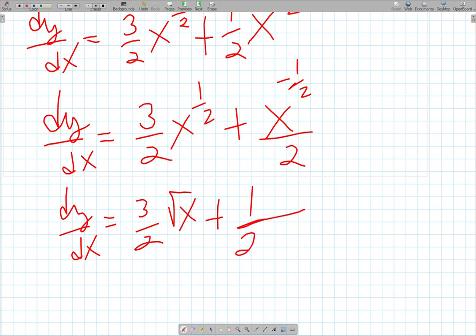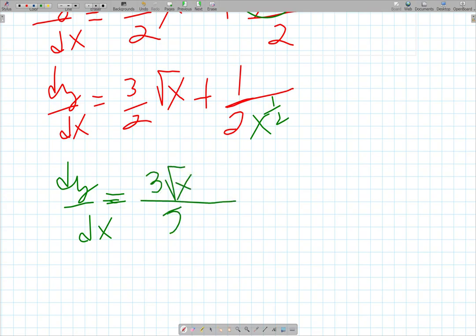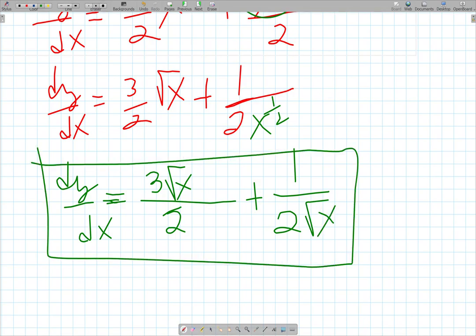Ilagay ko ang x to the power of negative 1/2 para magiging positive. So, x to the positive 1/2. So, your answer will be dy over dx. Our answer, no? Dy over dx is equals to 3 square root of x over 2 plus 1 over 2. Ang ibig sabihin ng x to the 1/2 is square root of x. So, pwede na ganito. Okay, using power rule. Yan. Next example.